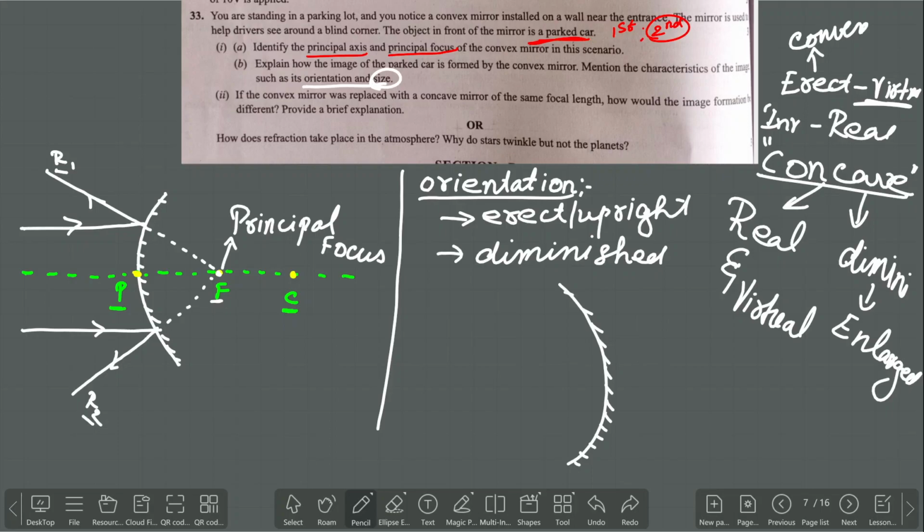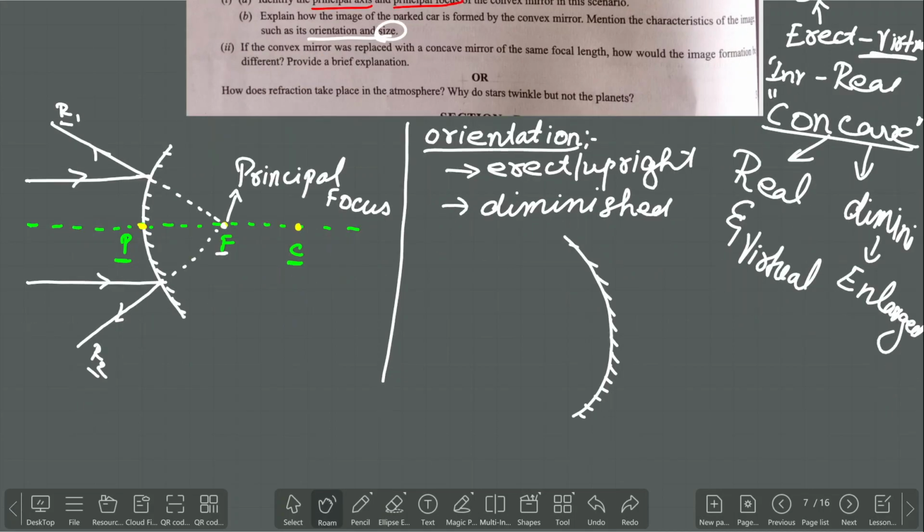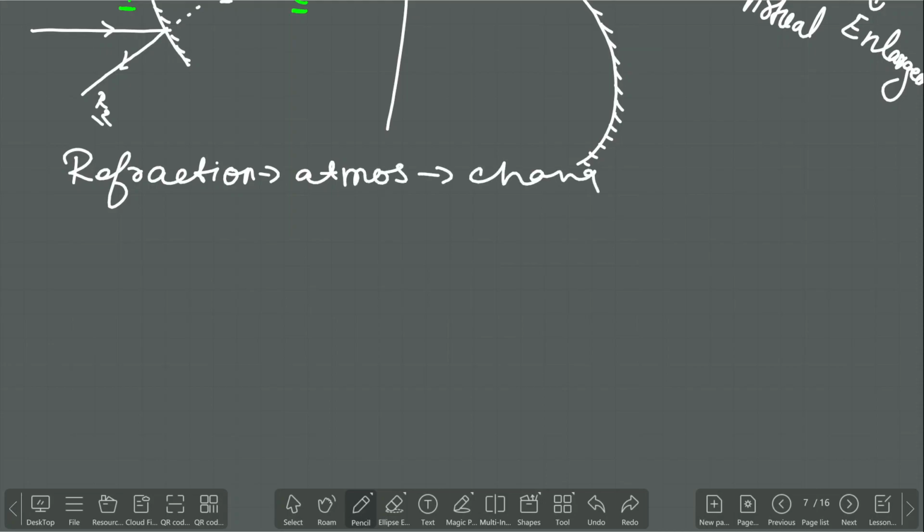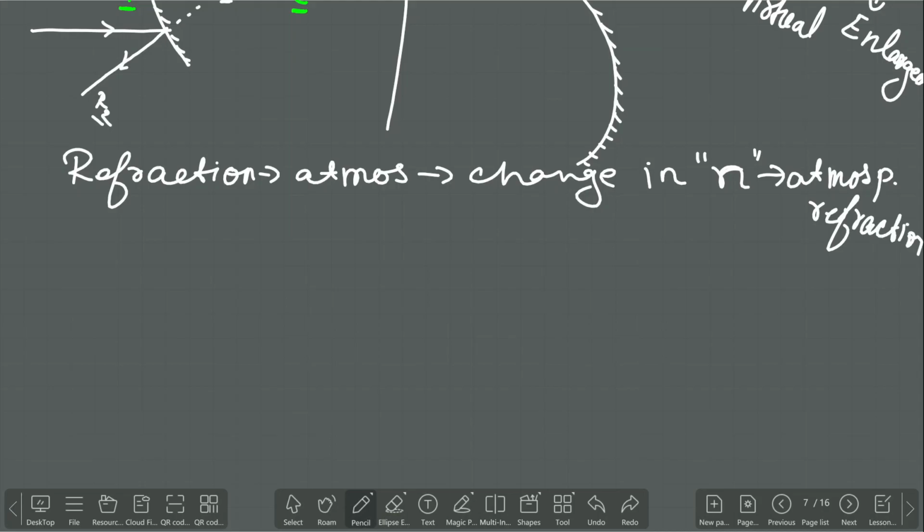Next, how does refraction take place in the atmosphere? So they asked what is meant by atmospheric refraction. The refraction which takes place in our atmosphere due to the change in refractive index is called atmospheric refraction. So this is what you are going to write about atmospheric refraction.